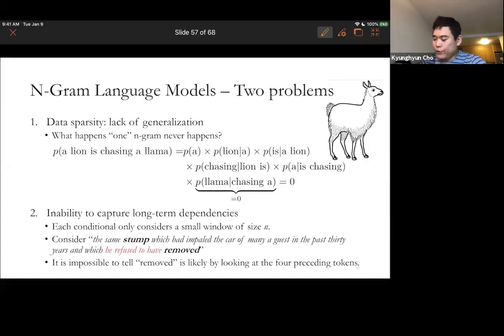So let's review them. We have two issues with the n-gram language model. One is data sparsity. Two is the inability to capture long-term dependencies. And these two problems cannot be solved simultaneously in the framework of the n-gram language model, right? So that's the important thing. And more specifically, the count-based one.